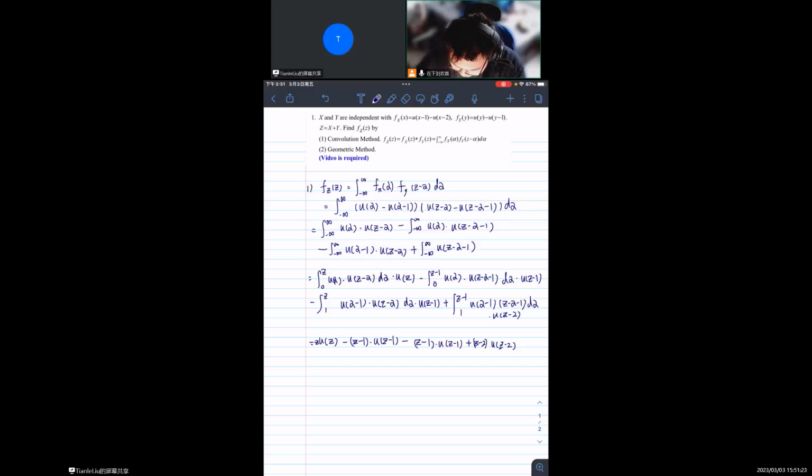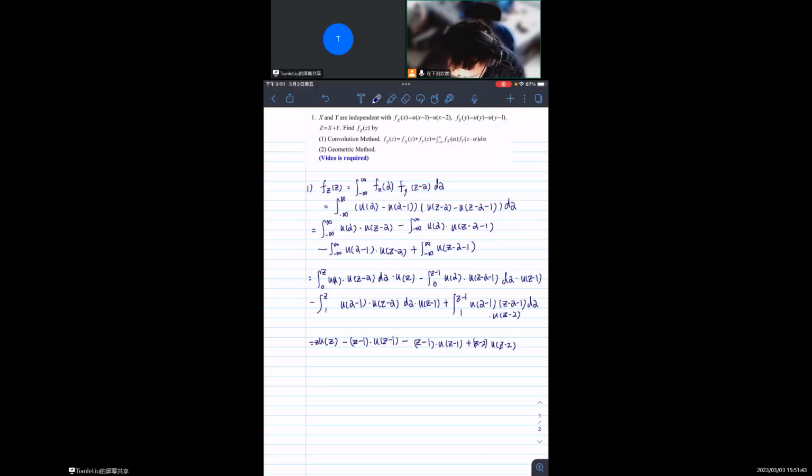For this problem, we already have the fx and fy, and have the relationship between x, y, and z. So we need to find the fz. For the first one, we need to do it with the convolution method. Of course, it is complicated in the process, so I rewrote some part of it.